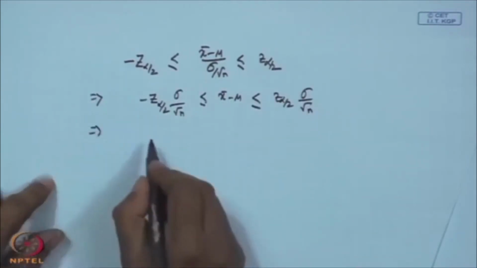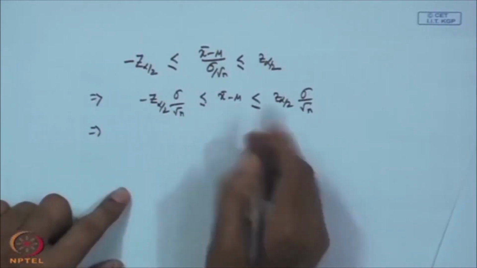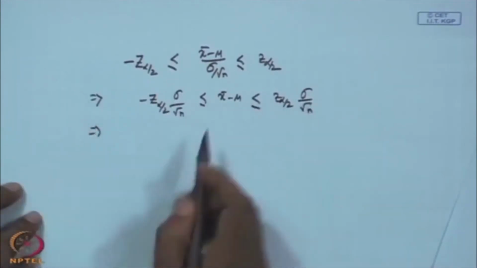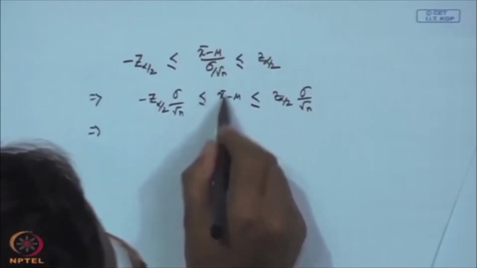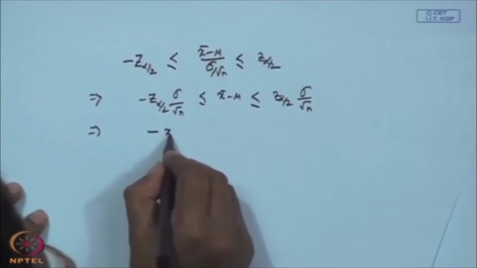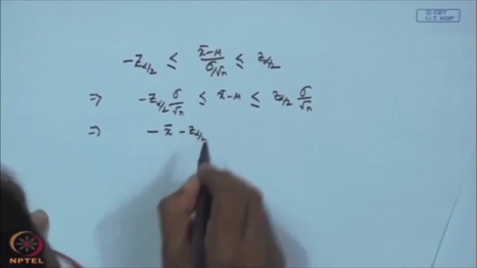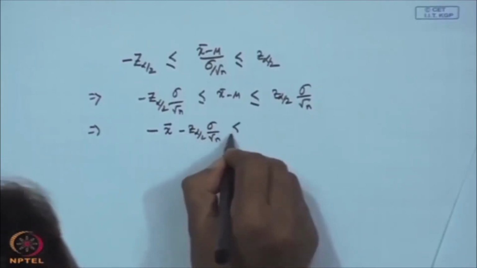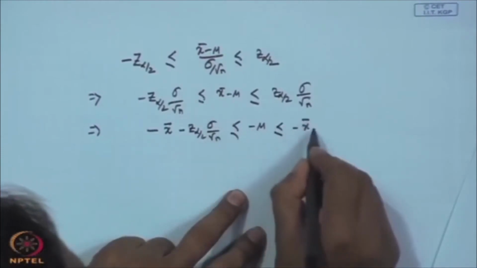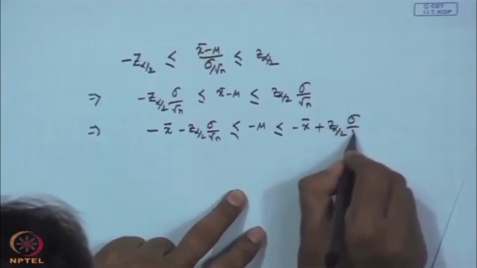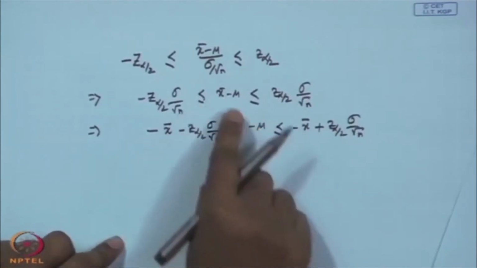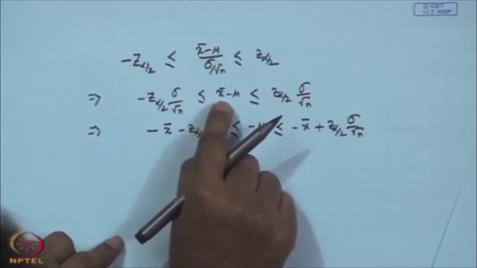Then again we will manipulate this, because we are looking for the confidence interval of mu. So, what we do is basically separate, we take x bar out from the middle portion. Then if I write again: minus x bar minus z alpha by 2 sigma by root n is less than or equal to minus mu, less than or equal to minus x bar plus z alpha by 2 sigma by root n. Correct?